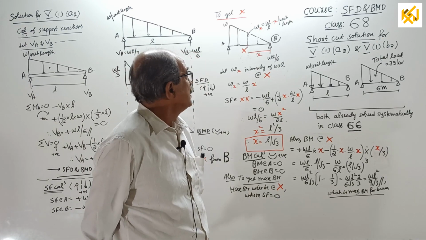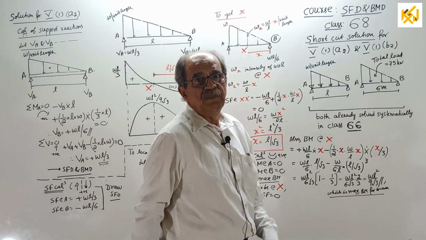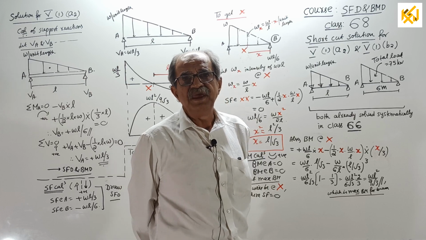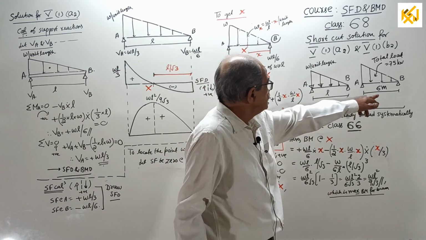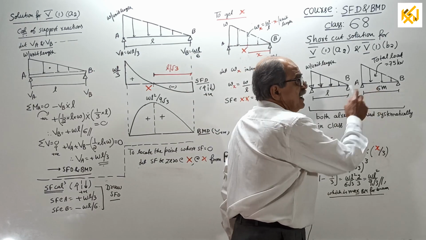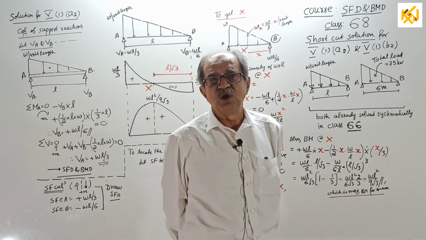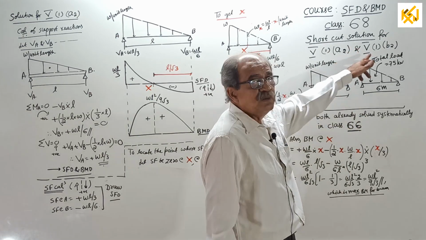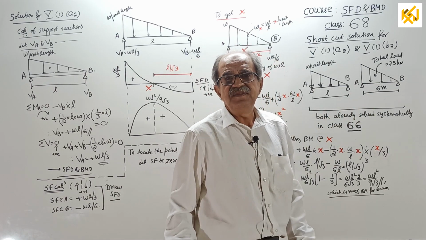If you remember, in class number 66, we solved these two questions by the systematic or basic approach. We even proved the variation of SF and BM. Then in class 67, I did this question with changed numerical, when x was from A, deliberately to understand the principle of how to consider trapezoidal load. Now, in class 66, I told you one more class will be there where I will solve these two by shortcut, which is an easier approach.